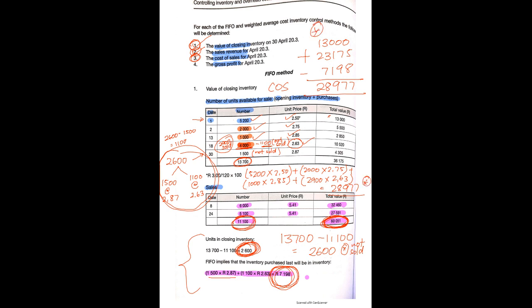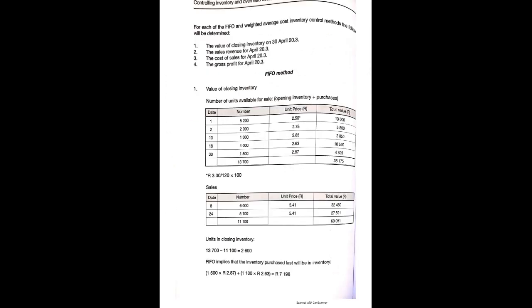And then your gross profit, the last one here, is going to be your sales minus cost of sales. So your sales is the 60,051 that you calculated in this table. And your cost of sales we just calculated was 28,977. And so that would give you a gross profit of 31,074. Okay, so that's your FIFO of 31,074. Okay, so that's your FIFO method under the periodic inventory system.